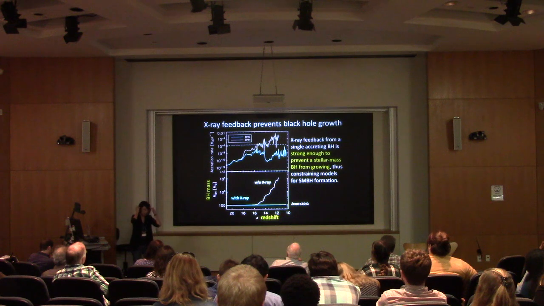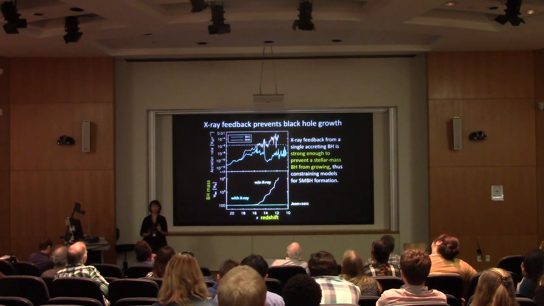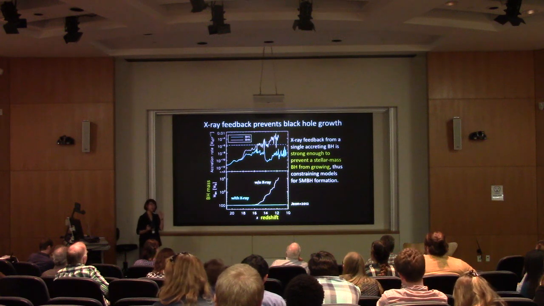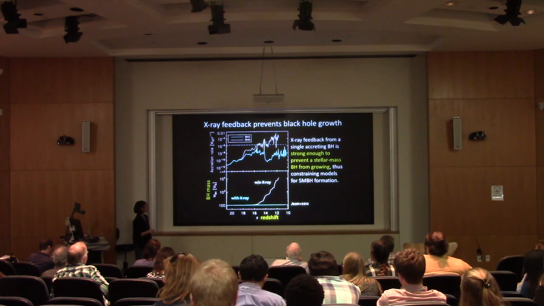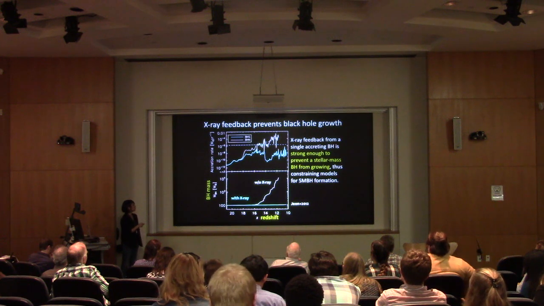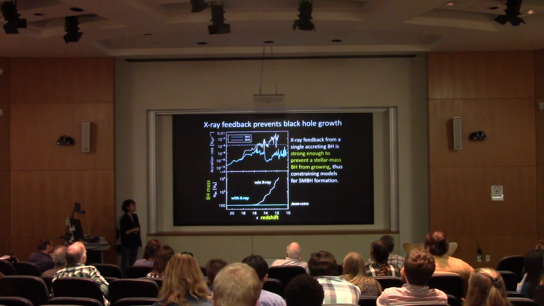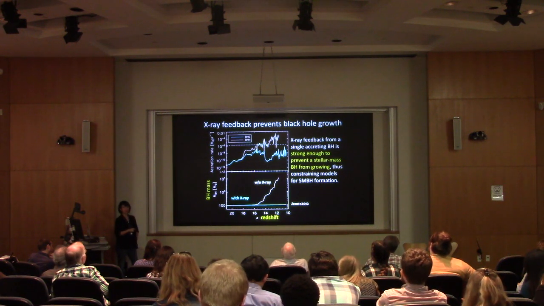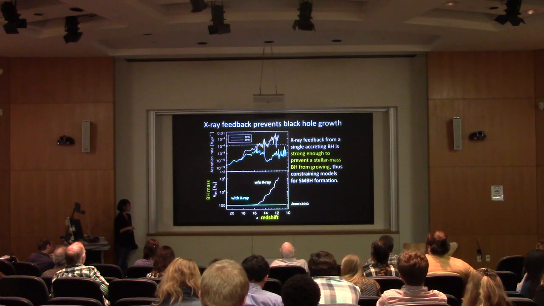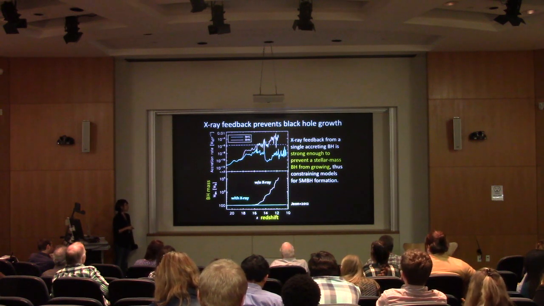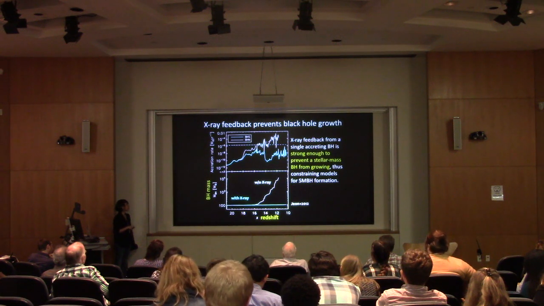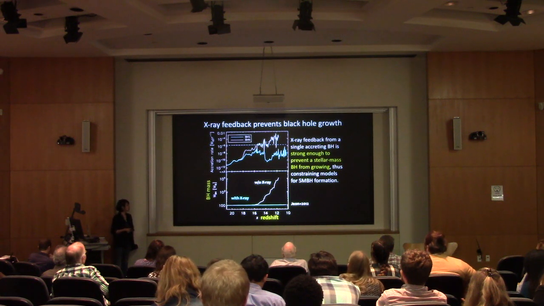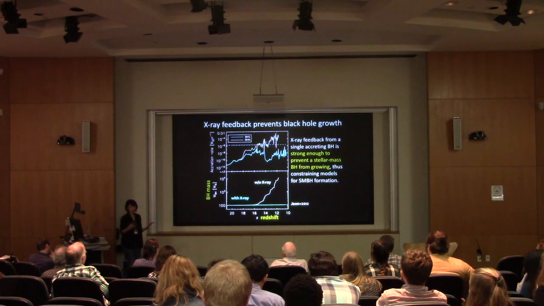Another interesting feedback we have to understand is the X-ray feedback. If the first stars can be black holes, this one is showing the black hole growth from Population 3 stars over time. I'm comparing two simulations, one with X-rays and the other without X-rays. That is the black hole mass starting from 100 solar masses. With X-rays, there is no growth at all. But without X-rays, you can see it can grow up to 10 to the 4 solar masses by redshift 12.